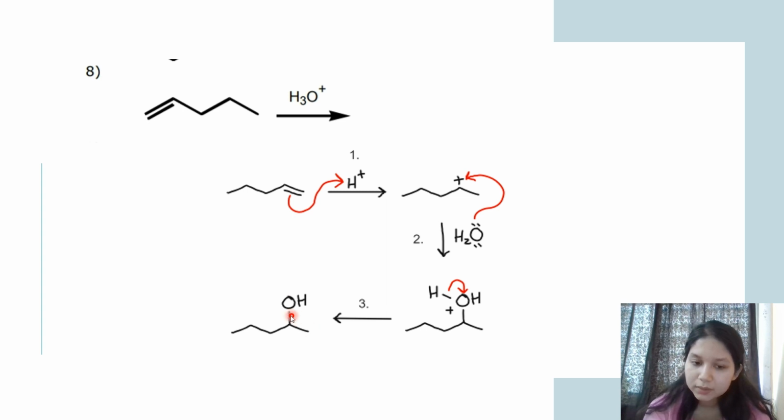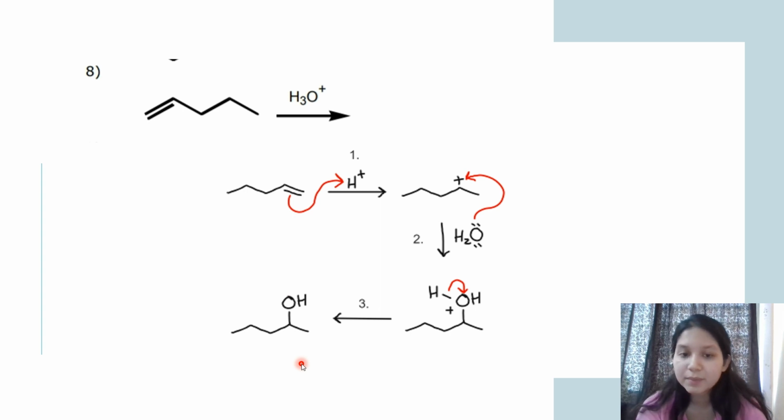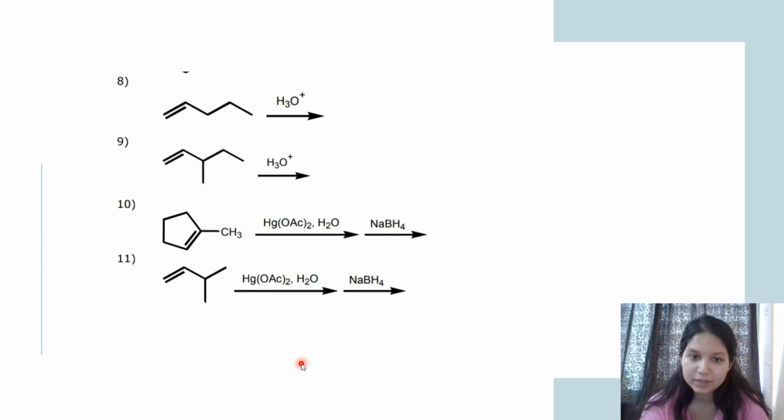So you get, at the 2 position of the parent pentane framework, the hydroxy substituent at the second position. So that was the mechanism when you have only acidic medium and no chloride or bromide counter anion to attack at the carbocation. I hope that was clear.